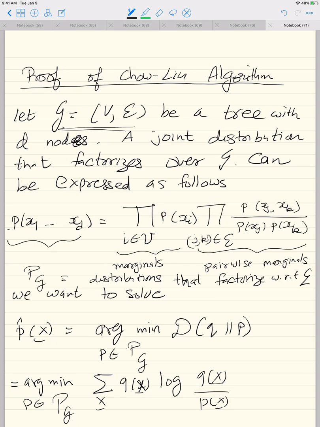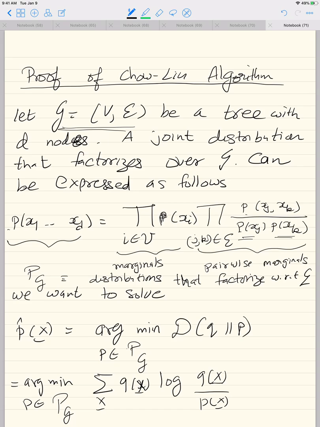So we can take the product over all marginal distributions for all the variable nodes p of xi, and we also take the pairwise distribution between each pair of nodes on the edges and divide them by p of xj and p of xk, the pairwise marginals, or just the respective marginals, p of xj and p of xk. So if you have a distribution that factorizes on a tree, it can be expressed in this particular form.